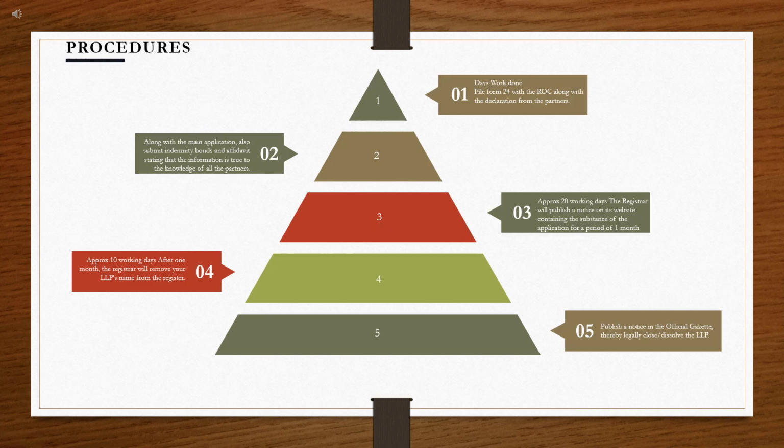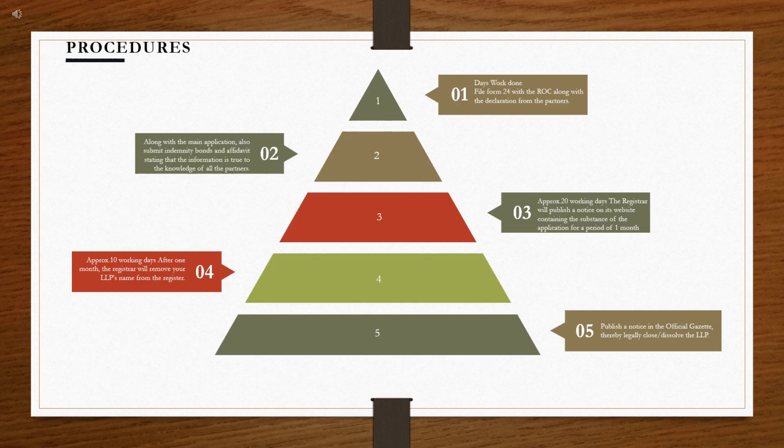Procedure for winding up. 1. Day 1: File Form 24 with the ROC along with the declaration from the partners. 2. Approximately 4 working days. Along with the main application, also submit indemnity bonds and affidavits stating that the information is true to the knowledge of all the partners. Approximately 20 working days: the registrar will publish a notice on its website containing the substance of the application for a period of 1 month.